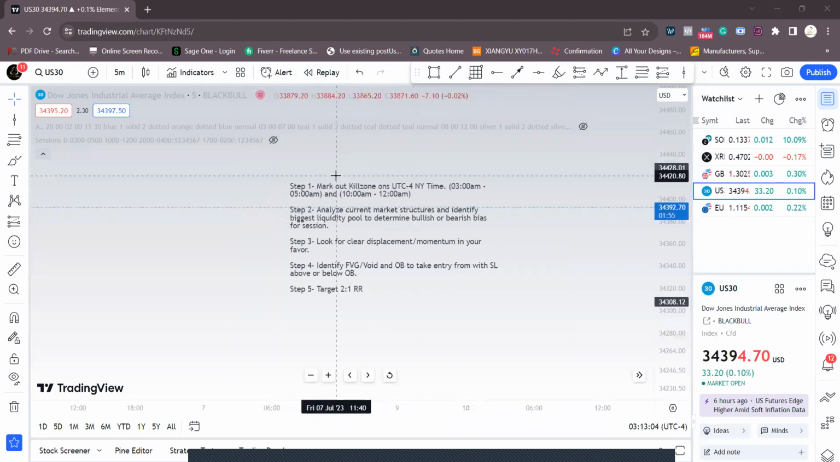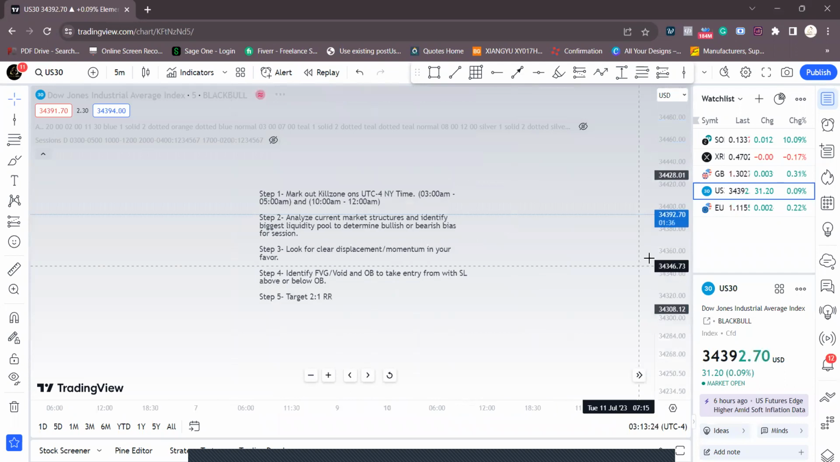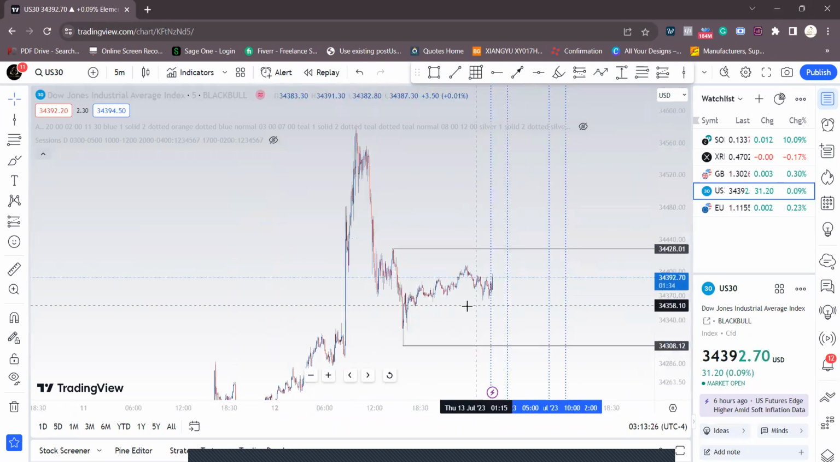All right, so first things first. We want to only take trades. Now, this is really important. We want to only take trades in the kill zone. That means New York time, UTC -4. That's what you're going to put your time as. So you're going to put your time as New York time, and you only want to take trades between 3 and 5 a.m.